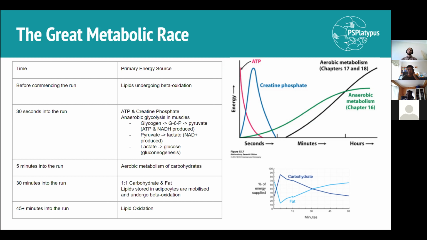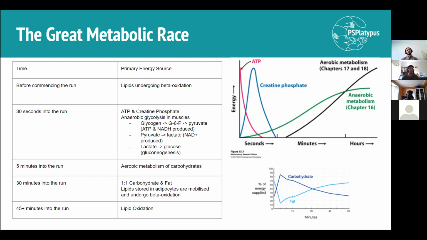And in this two-step process, we're going to have an accumulation of lactate, but the balance of NADH and NAD+ is going to be relatively the same, since we have both NADH produced and NAD+ produced. So we're not going to have an excess of either, which means that we're not going to have problems in our electron transport chain later down the track.